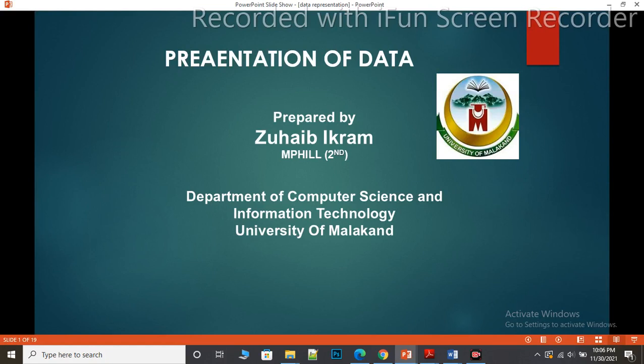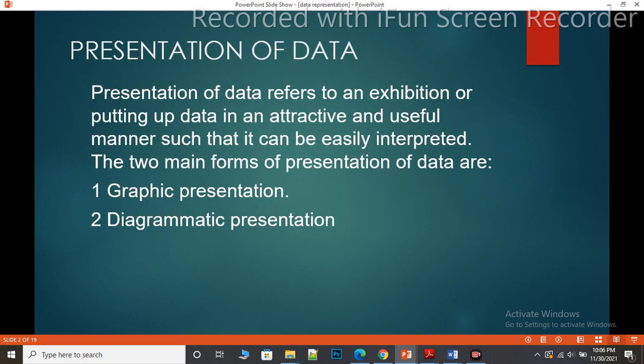My presentation topic is the presentation of data. Let's see what is presentation of data. Presentation of data refers to an exhibition or putting of data in an attractive and useful manner such that it can be easily interpreted. This is the presentation of data.